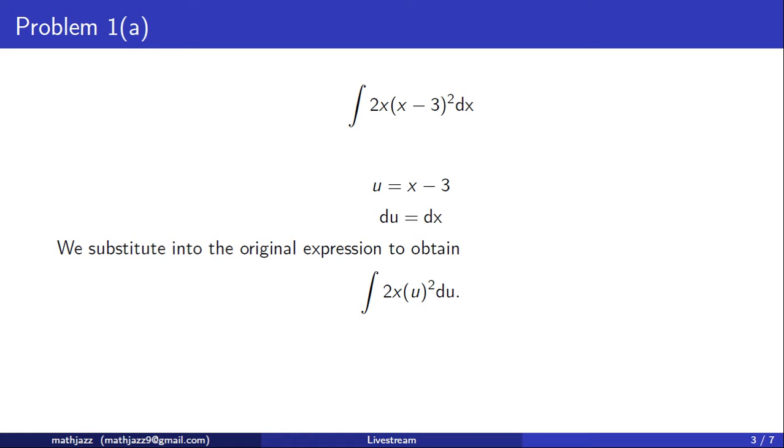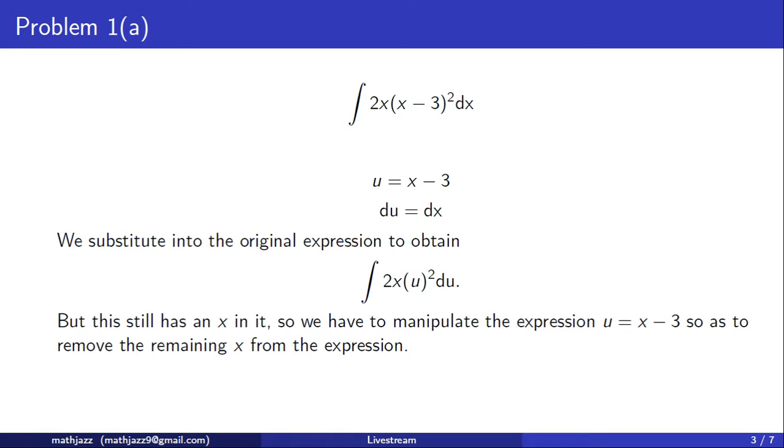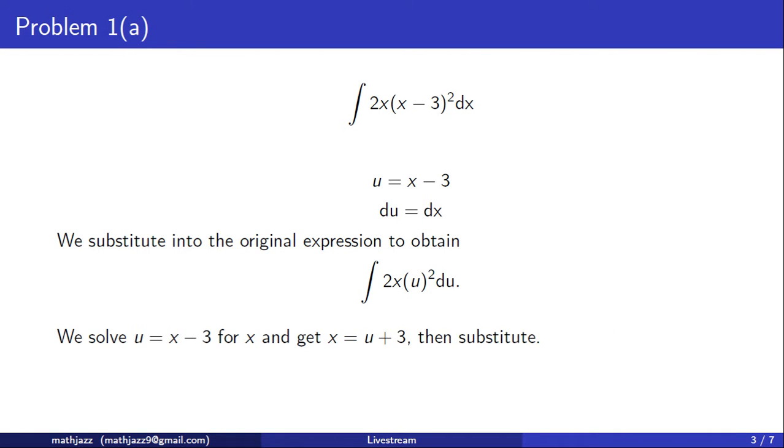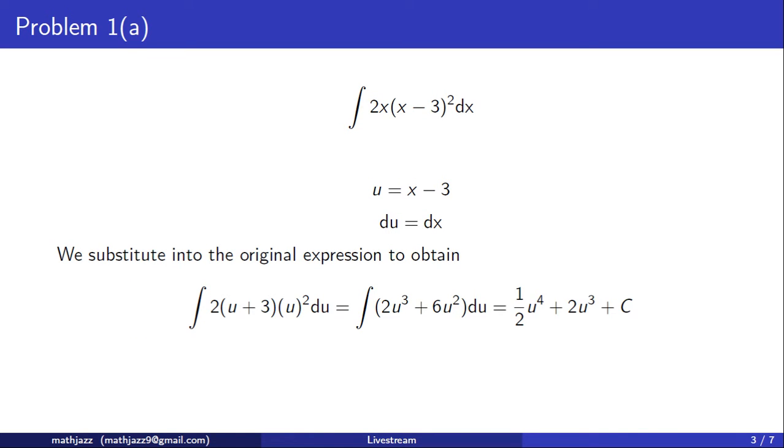But we're not done. We have this extra x sitting around, and we need to get rid of it. The way to get rid of it is we're going to manipulate our u substitution, solving for x so that we can replace the x in our integrand. So we get x is equal to u plus 3, we substitute, and we get 2 times u plus 3 times u squared du. And that gives us a nice polynomial that we can evaluate with the power rule for integration, and we get 1/2 u to the 4th plus 2u cubed plus c as our antiderivative.